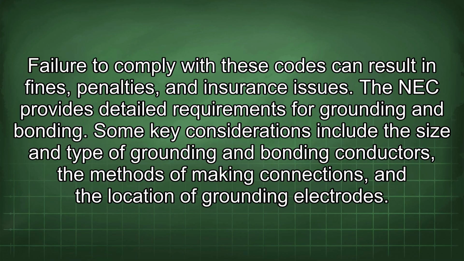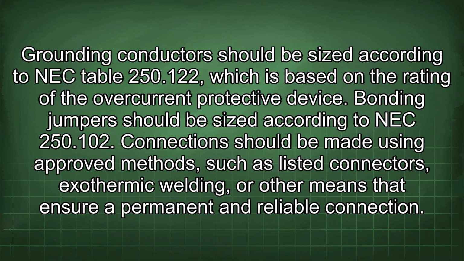The NEC provides detailed requirements for grounding and bonding. Some key considerations include the size and type of grounding and bonding conductors, the methods of making connections, and the location of grounding electrodes. Grounding conductors should be sized according to NEC Table 250.122, which is based on the rating of the overcurrent protective device. Bonding jumpers should be sized according to NEC 250.102.